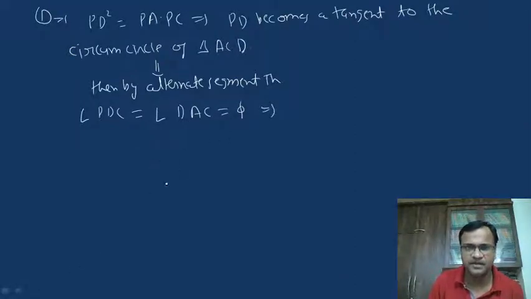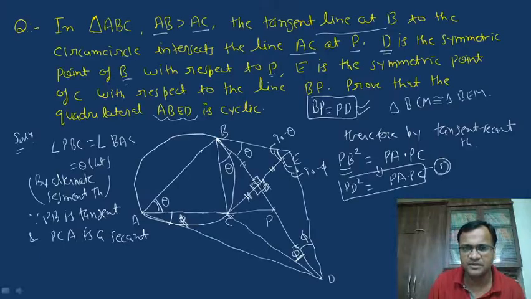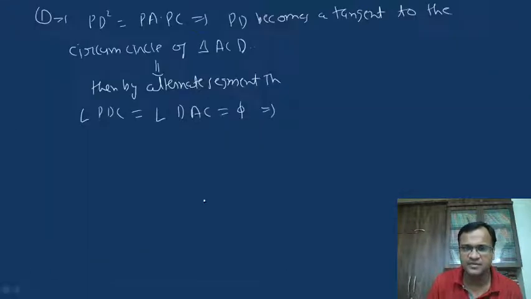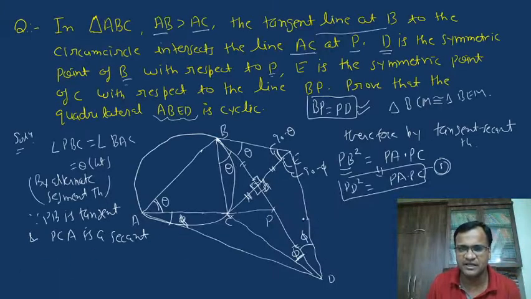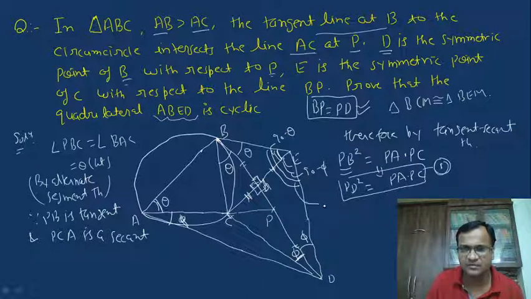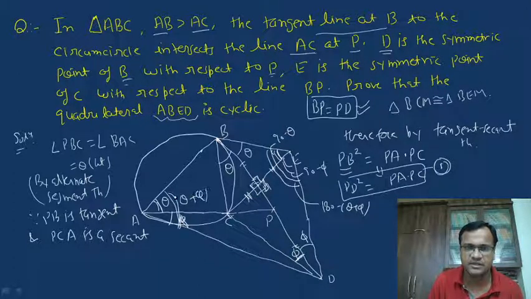This will imply, if angle DAC equals to phi, angle MDE equals to phi. If MDE is phi, then angle MED is what? 90 minus phi. And if angle MED is 90 minus phi, then what about this total angle? This total angle becomes 180 minus theta plus phi. And what about this total angle? This total angle is clearly theta plus phi.